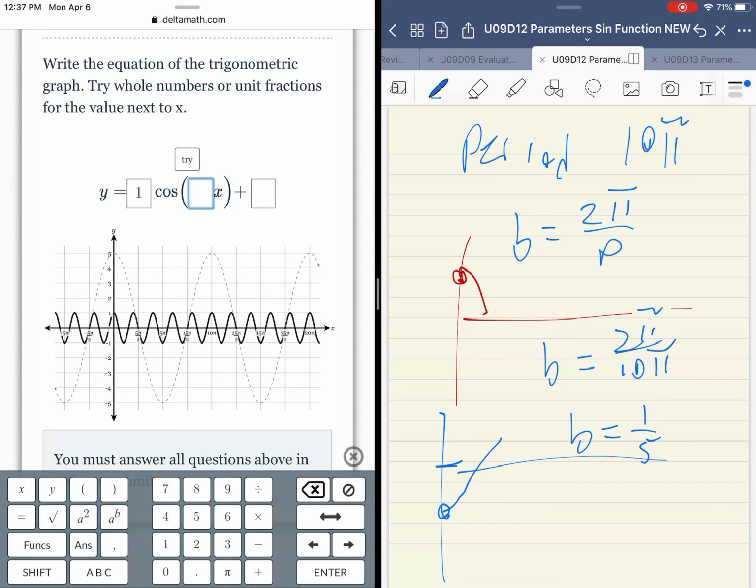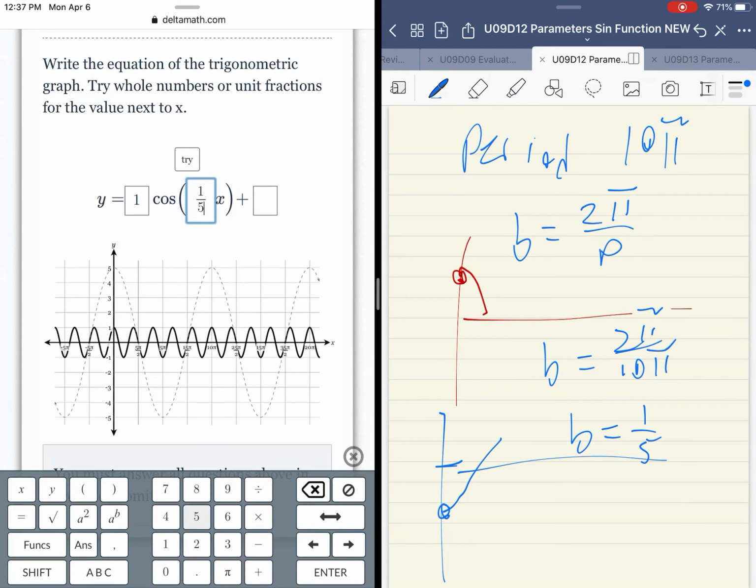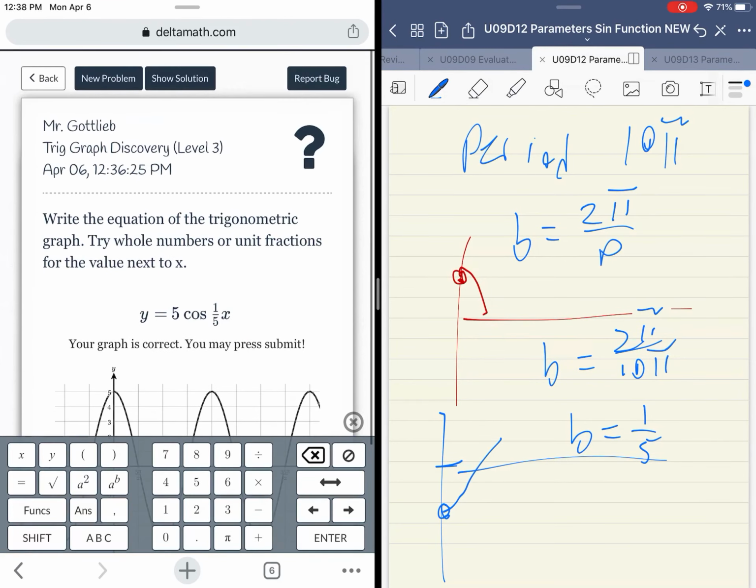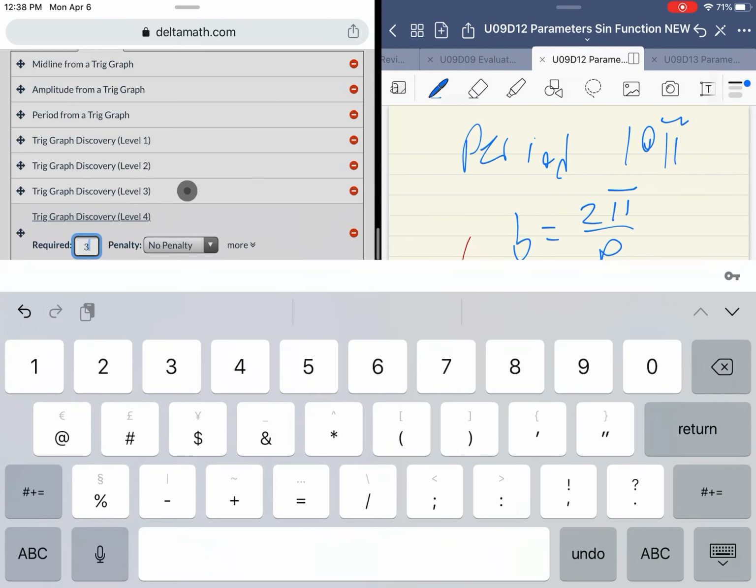So this is going to be 1/5. And yeah, that should be it. Oh, see, I stretched the graph to the correct size, but I still need to change my amplitude to 5. And that is the graph. I'm assuming most of these problems are just like this one. Let's take a look at part 4.